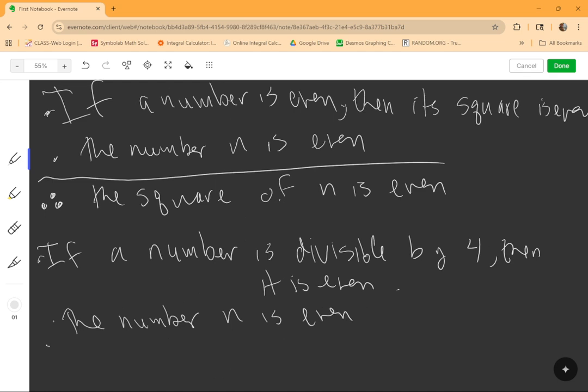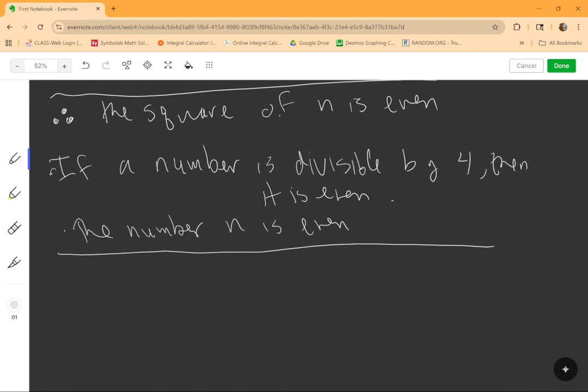Is even. And then our conclusion here, therefore, n is divisible by 4. Okay, now here, notice that the premises of my argument are in fact true. The first statement is true: if a number is divisible by 4, then it is even. That is a true statement. And then I'm making a statement: the number n is even. So that is also true. Therefore, n is divisible by 4.